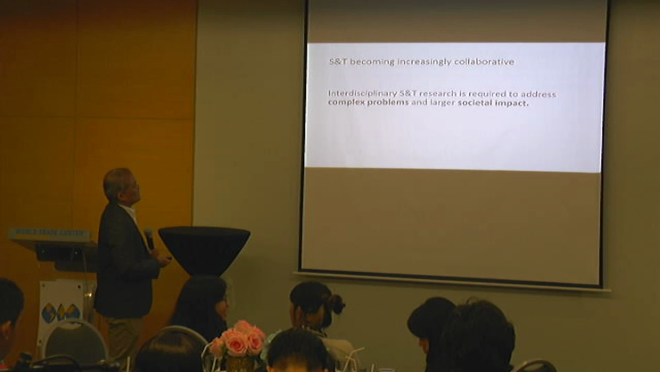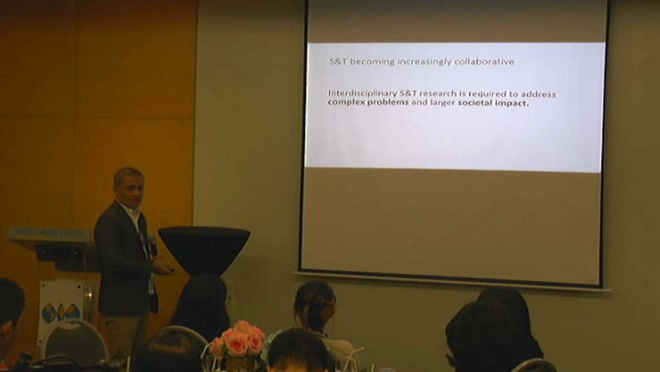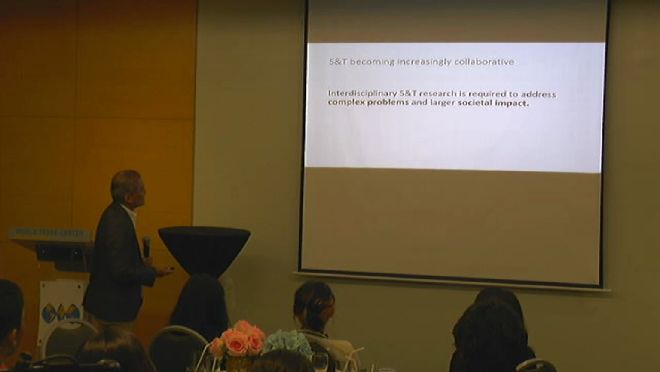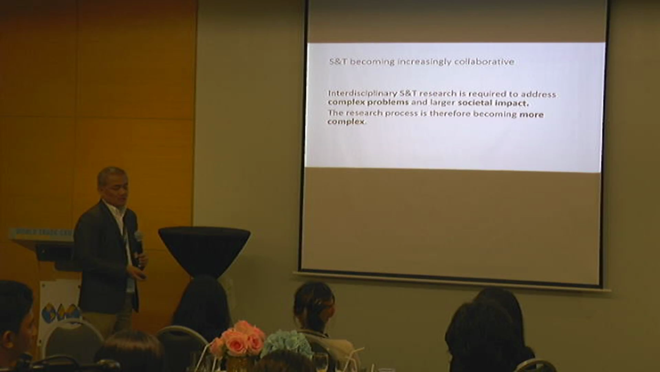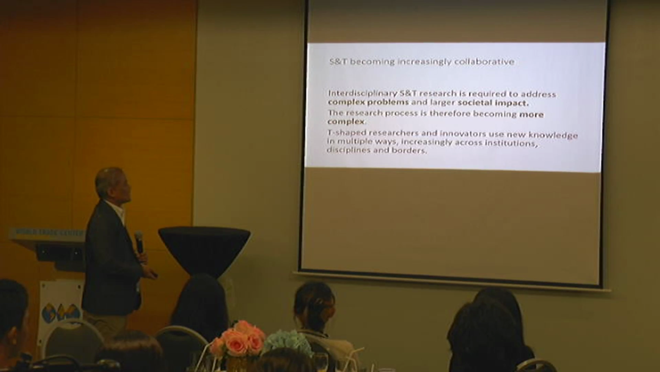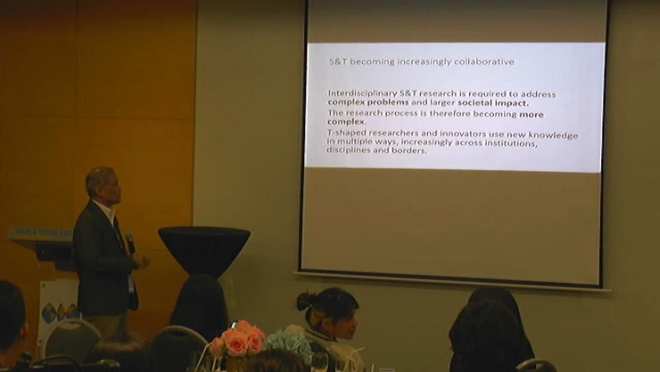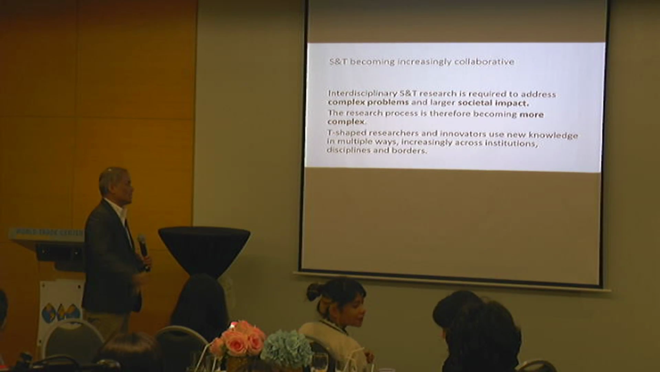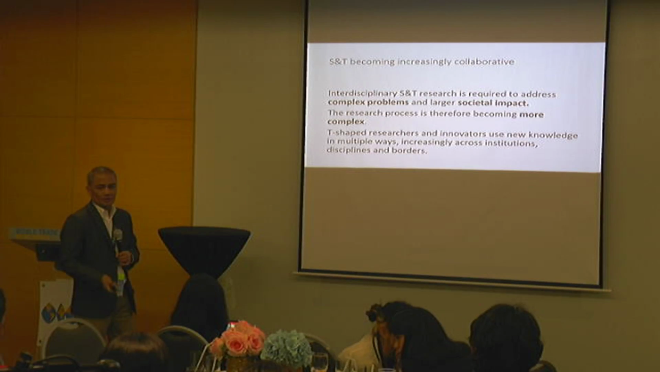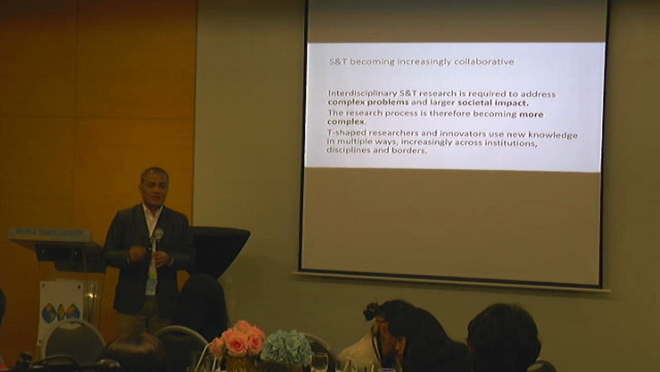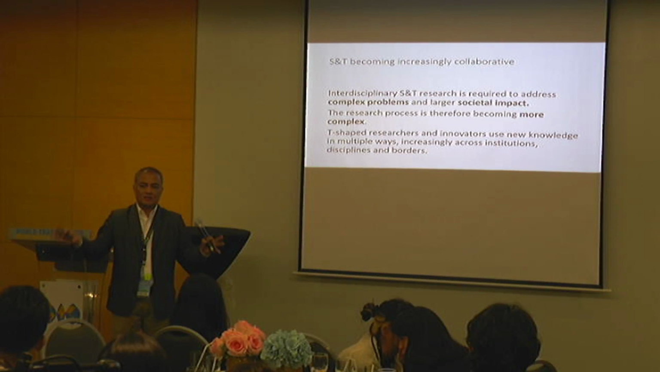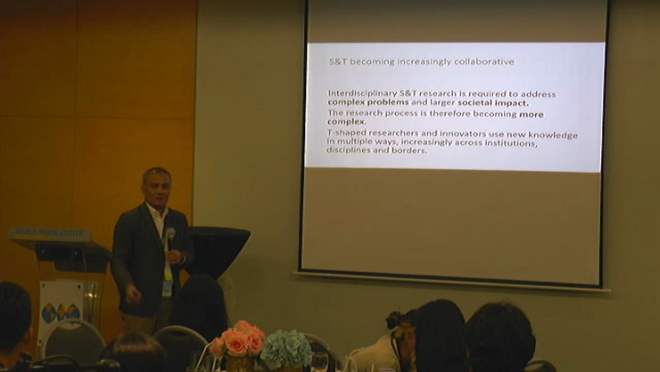So interdisciplinary S&T, just like building satellites, is required to address complex problems and for larger societal impact. The research process is therefore becoming more and more complex. We need T-shaped researchers and innovators to use new knowledge in various ways, increasingly across disciplines and institutions and borders. Okay? That's one takeaway for everybody here. Okay? Become good at what you do, but work with others to build bigger things and solve bigger problems.